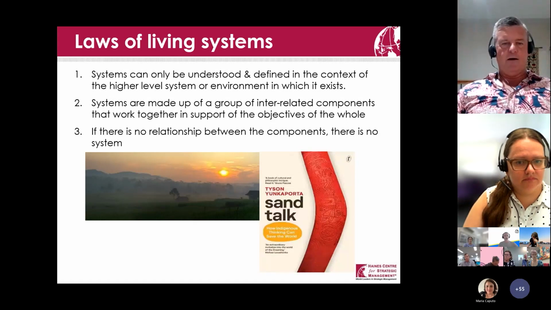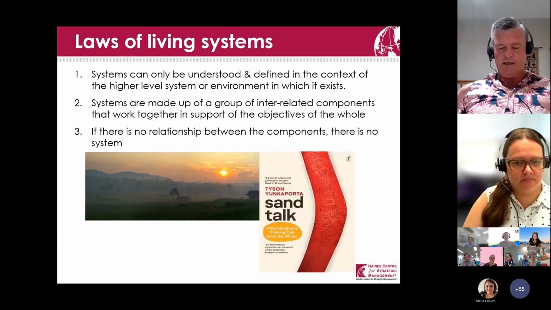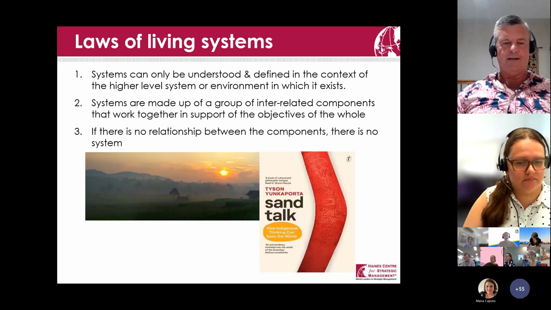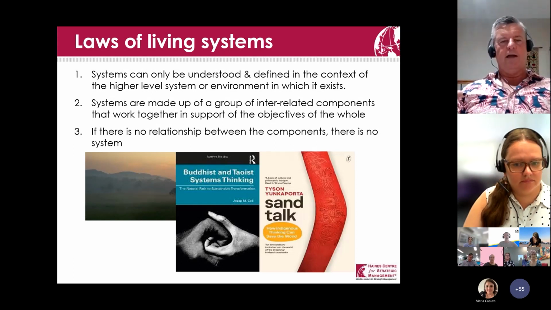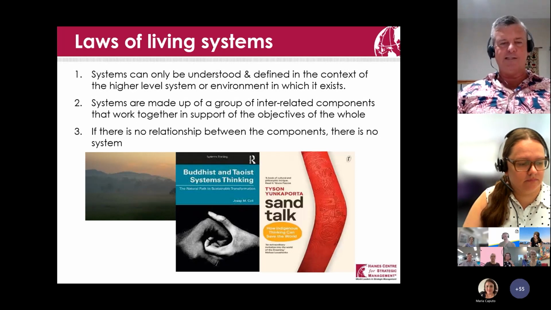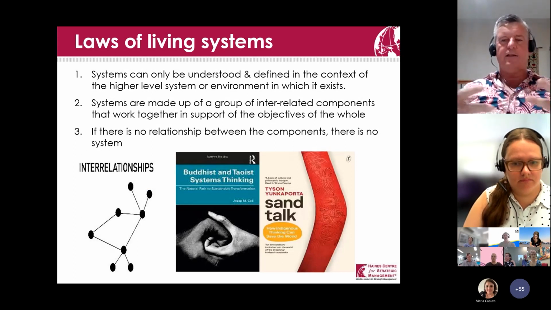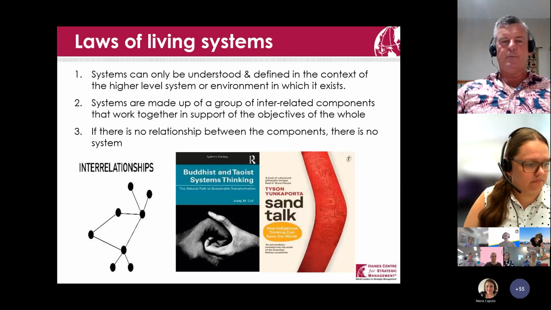Of course, none of this is new. I'm not the Messiah bringing the tablets down from the mountain. This type of thinking, these laws, have been in place for many, many years. They've been resurfacing most recently in the book written by Tyson Yunkaporta, Sand Talk, where he talks about how this sort of thinking has been in place in First Nations communities for millennia. It's the way they work. Similarly, and probably not over such a long time frame, Buddhist and Taoist traditions, the way those societies and philosophies integrate, have all been based on this principle of interrelationships, the core premise that everything is interconnected. So what I'm sharing with you today is not something that's just emerged in recent times. It's been fundamental to the way our societies have worked for many, many years.